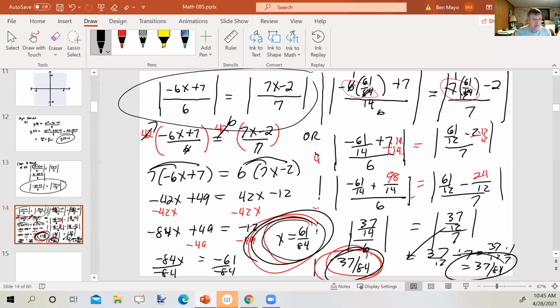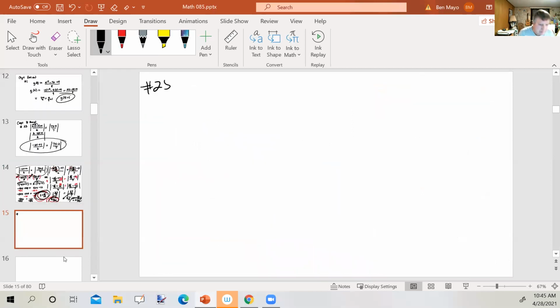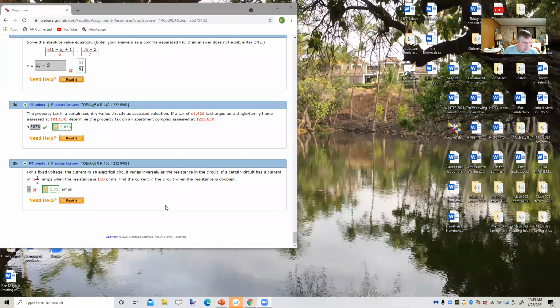All right, now we're going to go back and take a look at problem number 25, still from that chapter review. So let's take a look here at WebAssign. It says, for a fixed voltage, the current in an electrical circuit varies inversely as the resistance. If a certain circuit has a current of 3.5 amps when the resistance is 110 ohms, find the current in the circuit when the resistance is doubled.